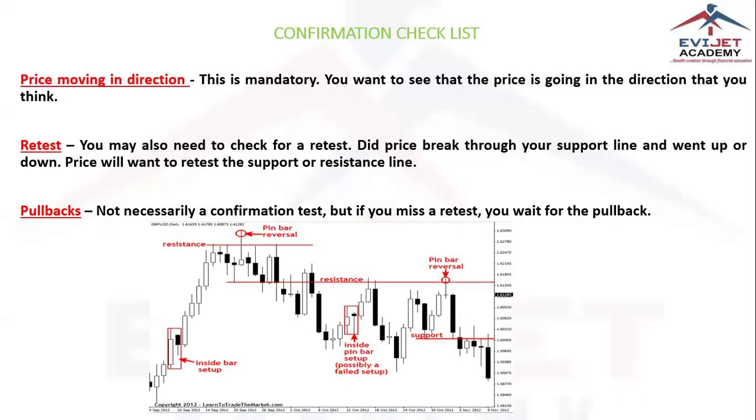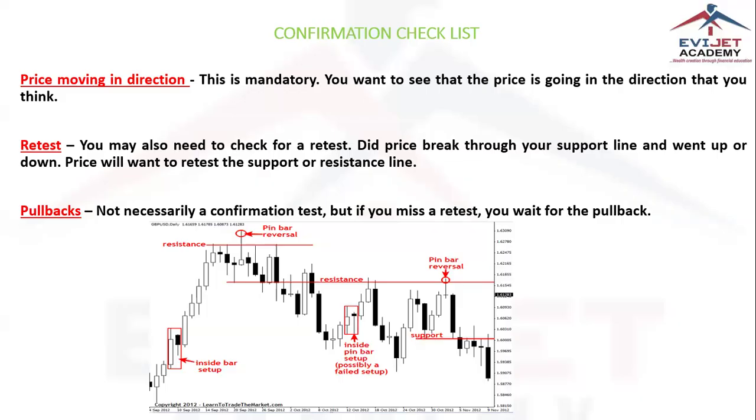You may also need to check for a retest. Did price break through your support line and go up or down? Price will want to retest the support or resistance line. It's as simple as ABC. Then a pullback: not necessarily a confirmation test, but if you miss a retest, you wait for a pullback.